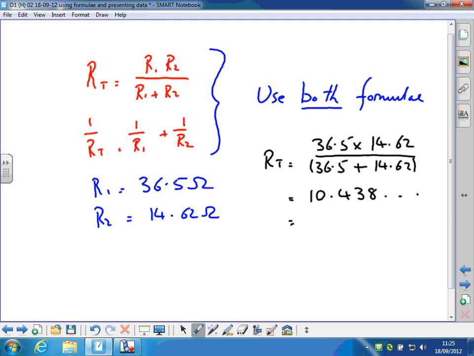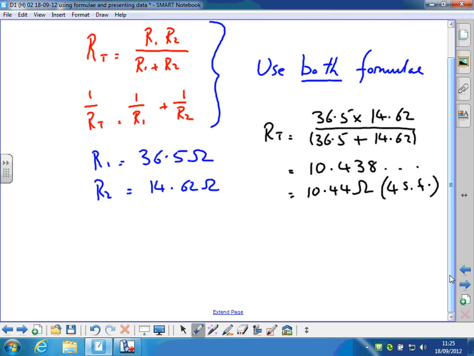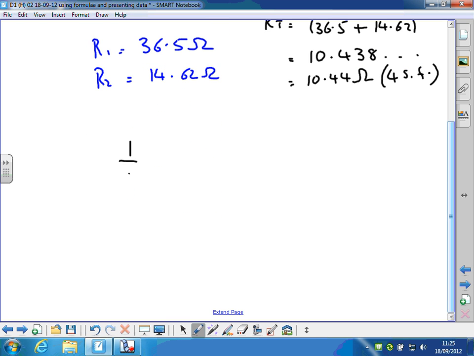And then I get an answer, which would be 10.438. And so to how many significant figures? 4 significant figures would be? Okay, good, all well and good. So that's what we're looking for with the second one. The second one, 1 over RT equals 1 over 36.5 plus 1 over 14.62. So I'd use again the fraction button on my calculator, 1 over that, or 1 over that.